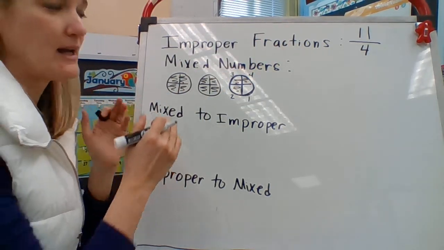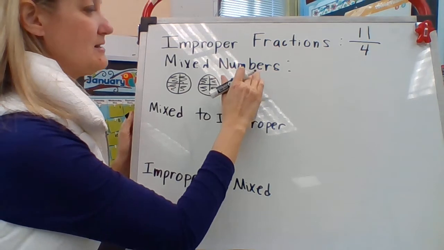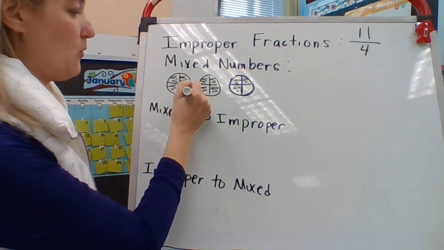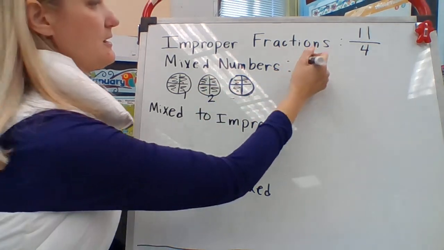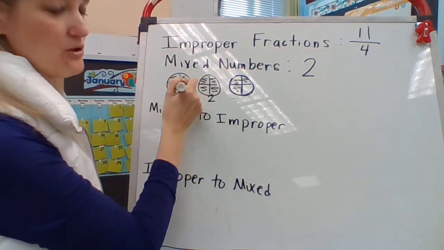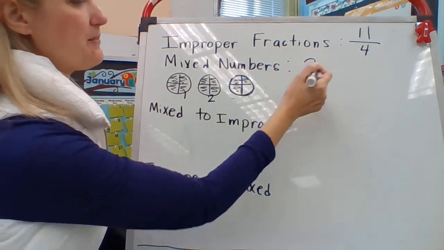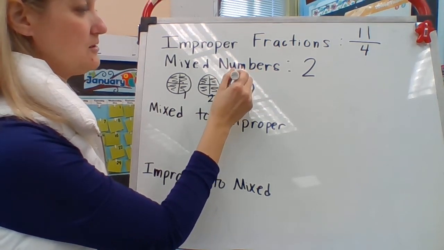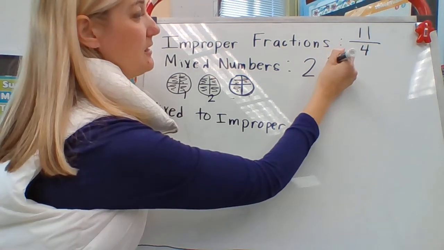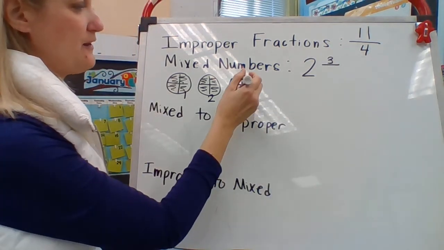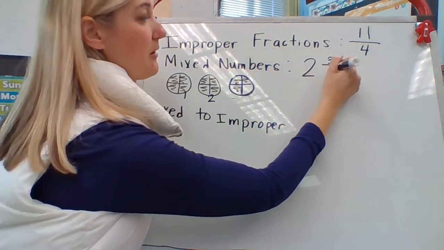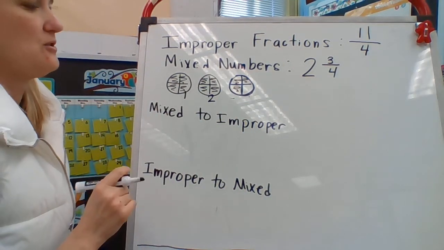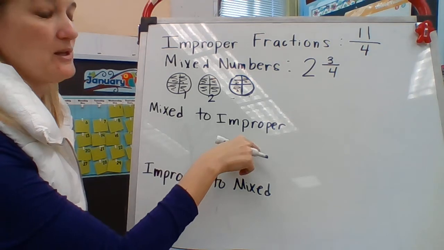I can also write this as a mixed number. I can talk about how many wholes I have. I have 1 whole and 2 wholes. 2 is going to be my whole because I have 2 shaded in. And then how many parts are left over for my third one? I have 1, 2, 3 parts colored in, but I could have had 1, 2, 3, 4 parts total. So 2 3/4.